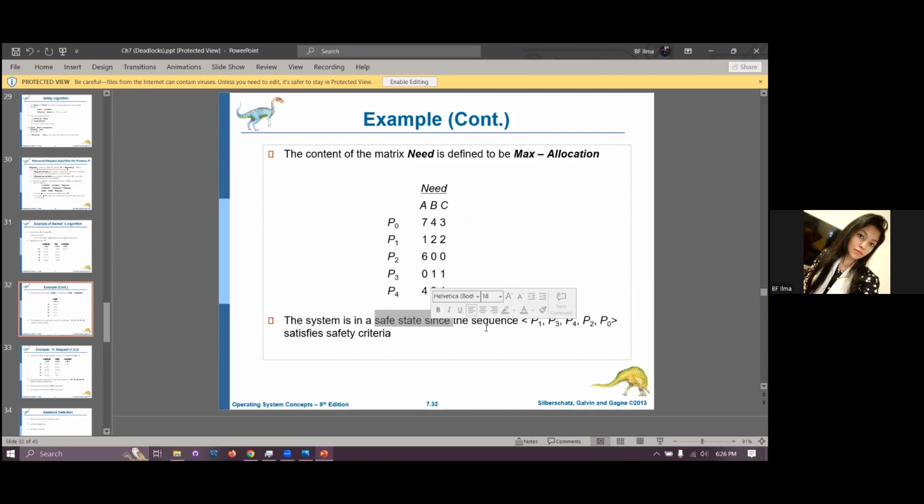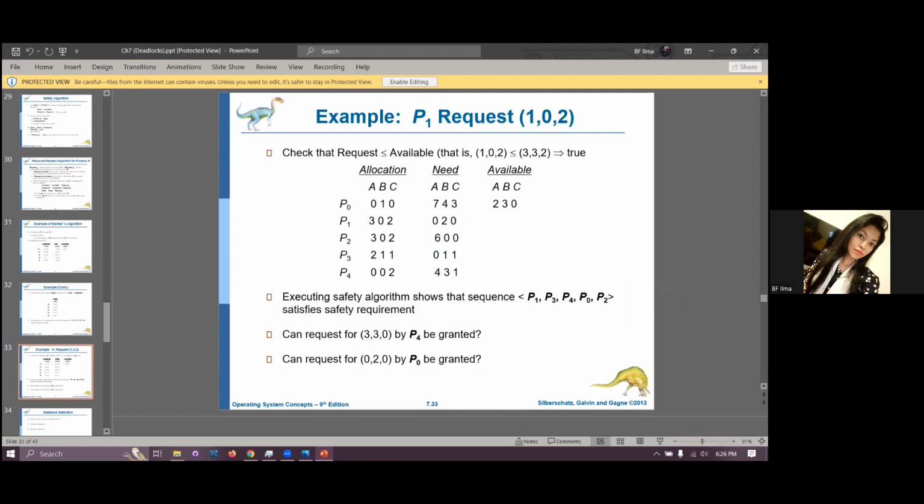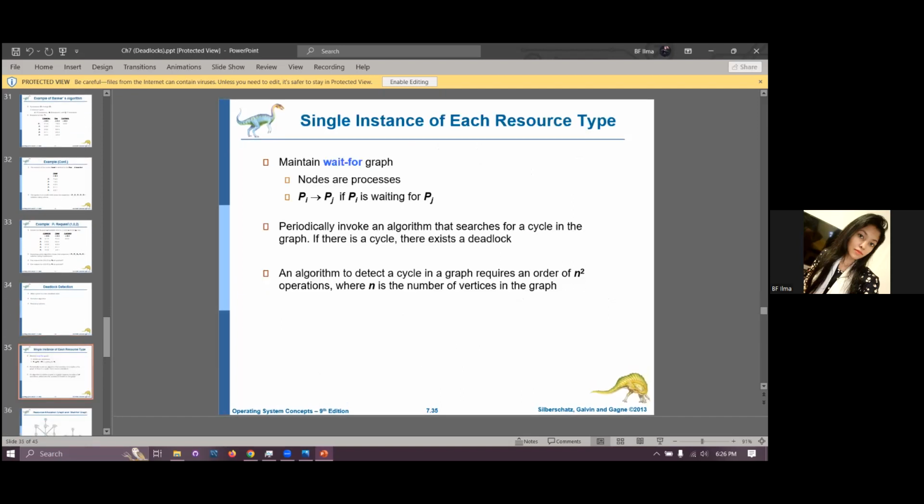This is a safe state because it doesn't provide deadlocks. So it's kind of a simple algorithm. However, you have to have an idea on how these matrices work. So that is about deadlocks.